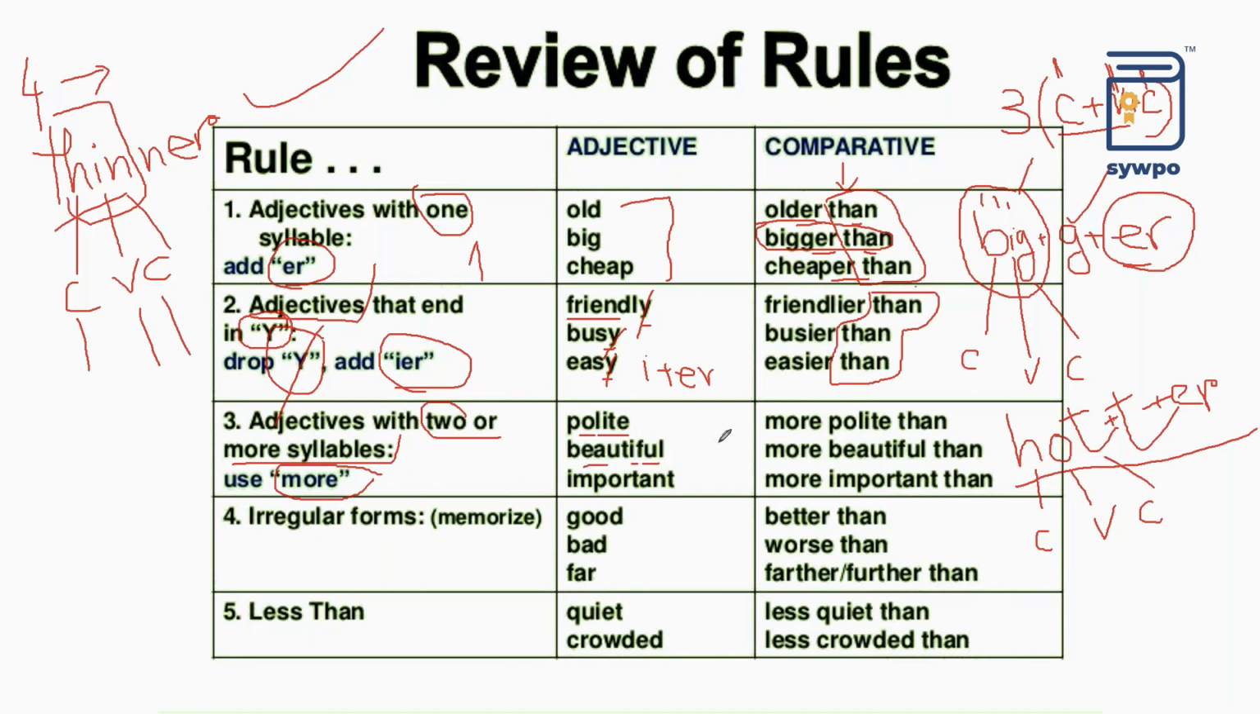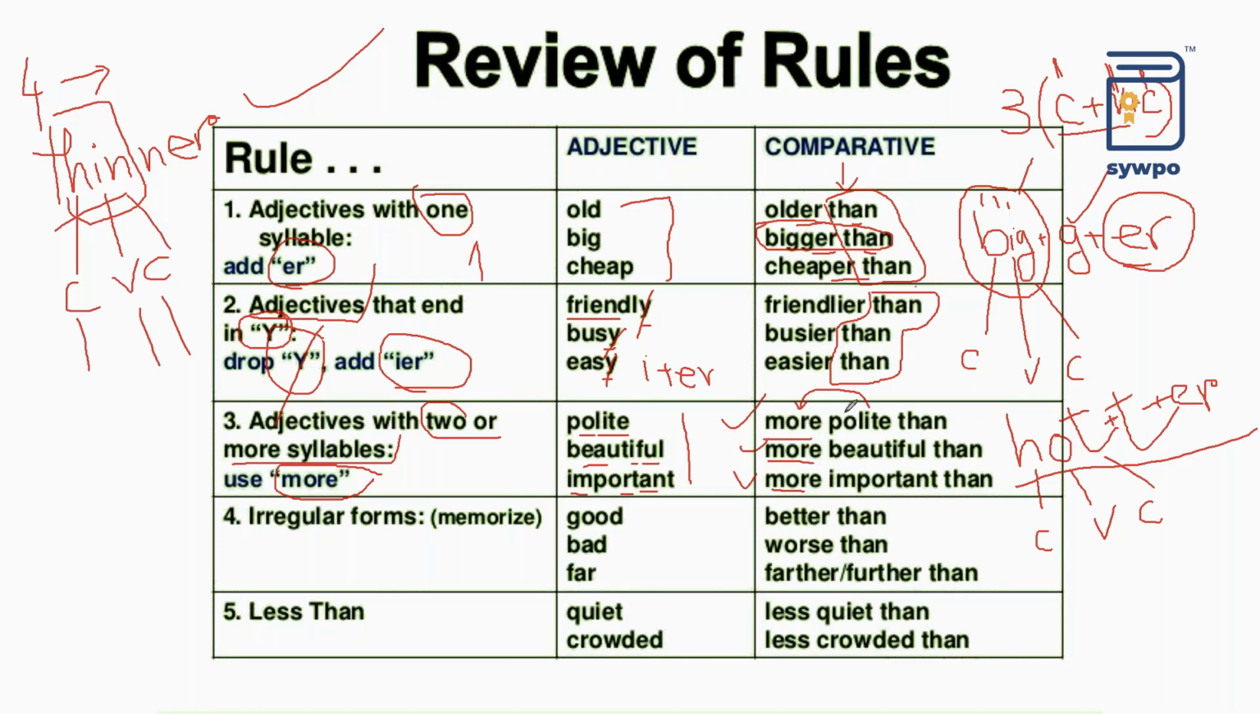Beautiful, so you have 3 sounds here. And then you look at this one, important, 3 sounds. So this is actually more than 2 sounds. What you do is, before the adjective, you add more. So more polite. Then you don't need to add ER or IER to these words because you have already added more. When you add more, it is doing the comparison. It is telling you that something is different, something is same.